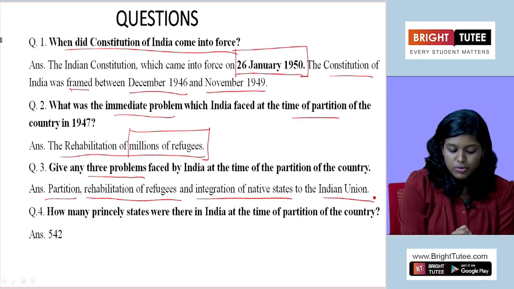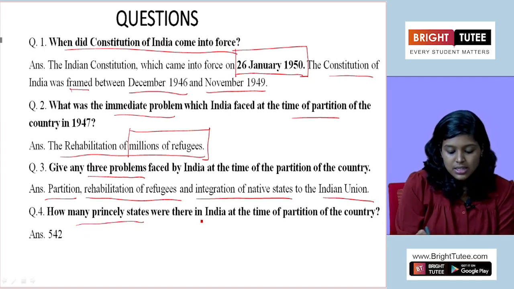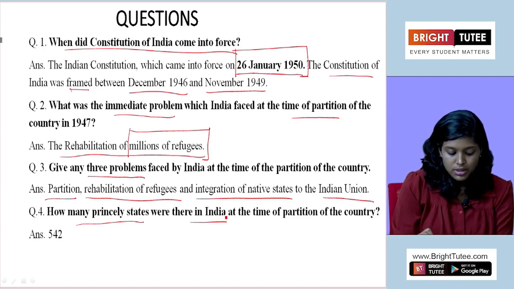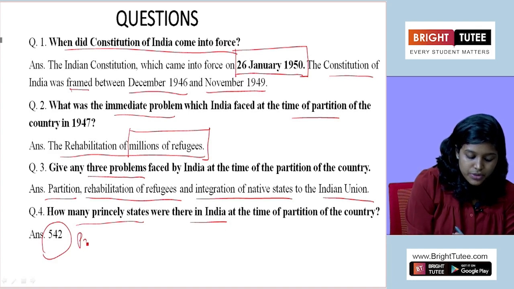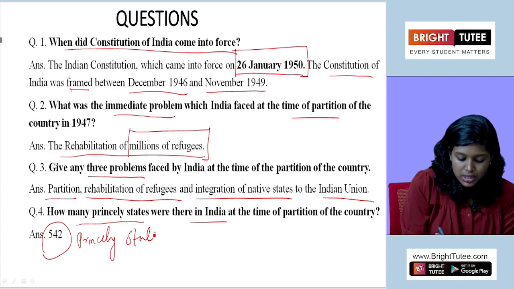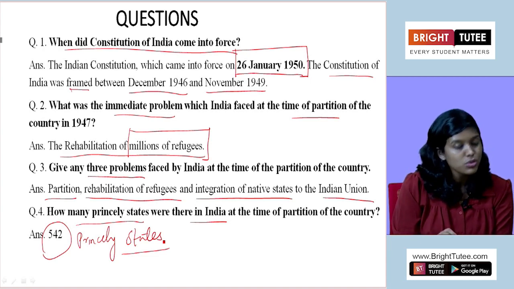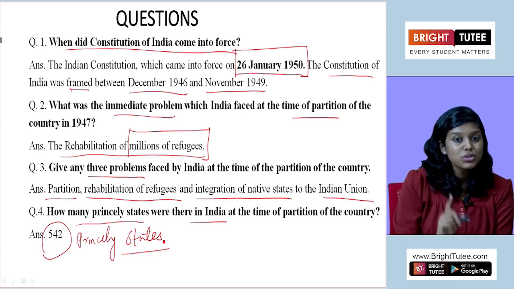Another short or one-word question is: how many princely states were there in India at the time of partition of the country? And the answer is 542 princely states. And the Indian Union had to think of various ways to integrate these princely states into the Indian Union. And it was an uphill task, a task which was very difficult.